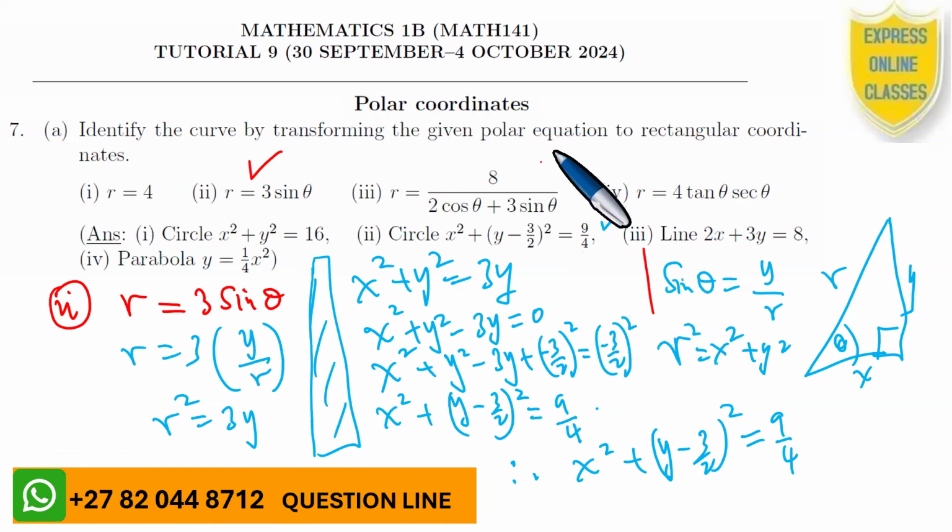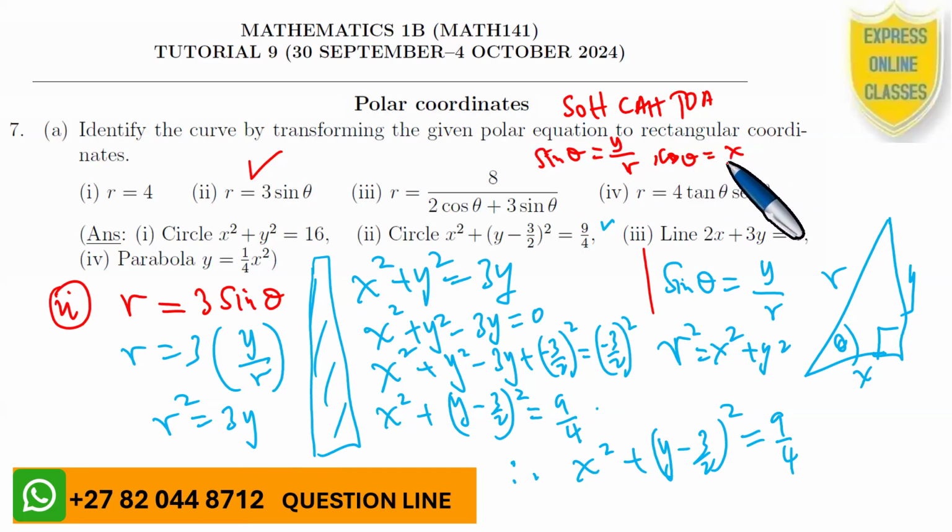There are three formulas we use. Sine theta is y over r. Cosine theta is adjacent over hypotenuse. Tan theta is y over x. So we use this equation. Sine theta is y over r, so wherever there's sine theta, we put y over r.